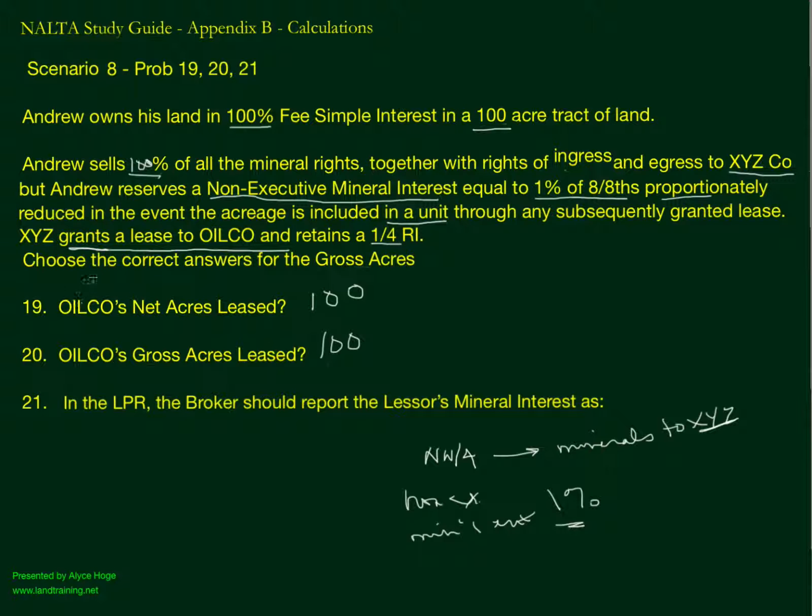So that is actually going to be what Oil Co's net acres are. And then the gross acres are the same, 100 gross acres. And in the LPR, the broker should report the lessor's mineral interest, and in this case, the lessor is XYZ Company, and their mineral interest would be 100%.